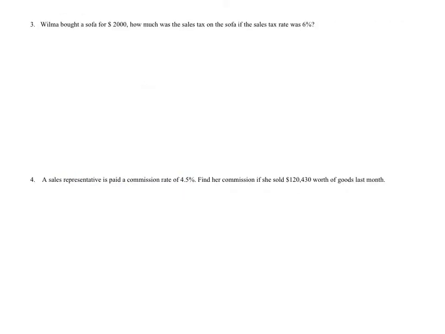In number 3, we have another problem involving tax. Wilma bought a sofa for $2,000. How much was the sales tax on the sofa if the sales tax rate was 6%? So we start out with being told that the sales tax rate is 6%. So that would be 6 out of 100. And she bought the sofa for $2,000, and we want to know the sales tax. So now the sales tax would be in the numerator of the fraction. That's our unknown. And the total cost of the sofa was $2,000.